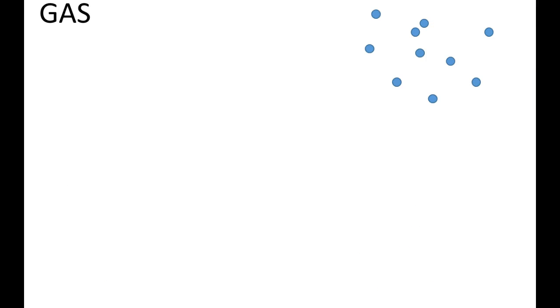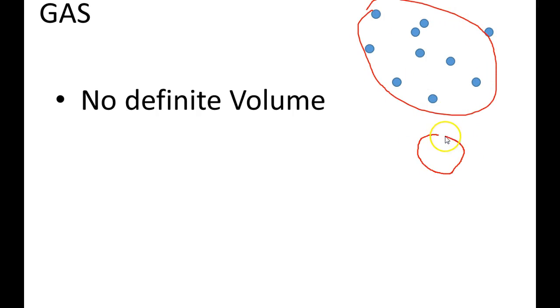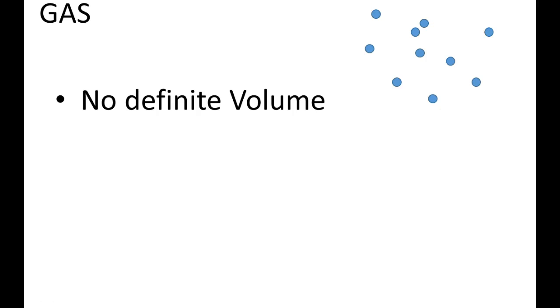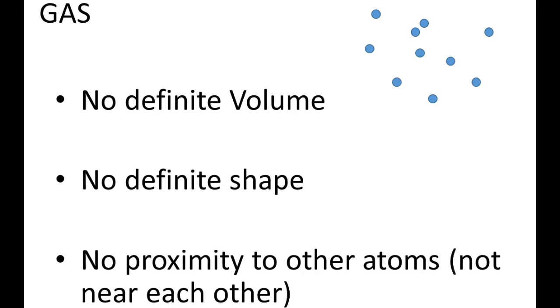Let's talk about gases. As you can see here, the particles are spread out. No definite volume. That's because there's so much room that we can actually take all of these and compact them into a much smaller space if we wanted to. We could fit them all in there. Not a definite volume. So that is definitely an important point to remember about gases.